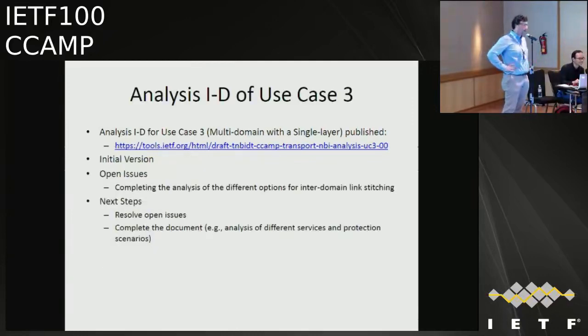Next one. For use case three, which is multi-domain single layer, we have a new draft submitted in this meeting. We have started to analyze one of the major problems with multi-domain, which is how you stitch together the inter-domain link. So the inter-domain link is reported as external domain links by two PNCs, and the MDSC has to be able to understand how they are glued together. We have started a good discussion, but we have not finished. So we have to finish it, and we have to complete the rest of the document.